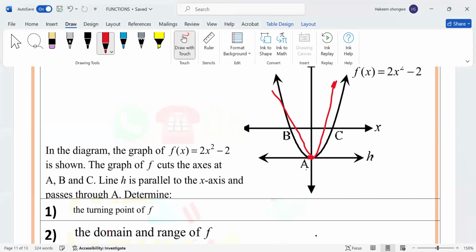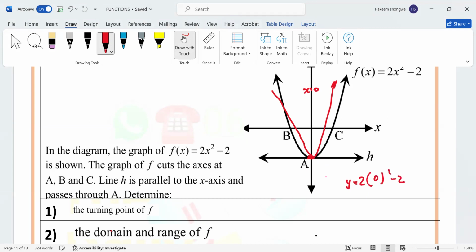So what is going to be the turning point here? How would you get the turning point? You get it exactly the way you would get the y-intercept. How did you get a y-intercept? We said x is equal to what? So we're going to have y, which is going to be equal to (2)(0) all squared, minus 2.